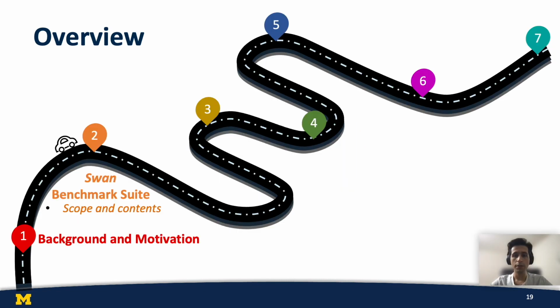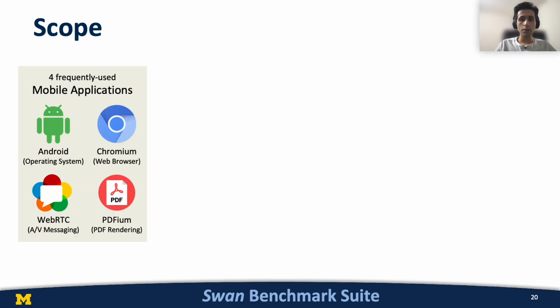Now that we know about the benefits of vector processing for mobile devices, let's discuss the scope and workloads of the SWAN benchmark suite. To create the SWAN benchmark suite, we studied the source code of 4 frequently used mobile applications: Android, which is an operating system for mobile devices, a web browser Chromium, an audio and video messaging application WebRTC, and PDFium, which is a PDF rendering engine.